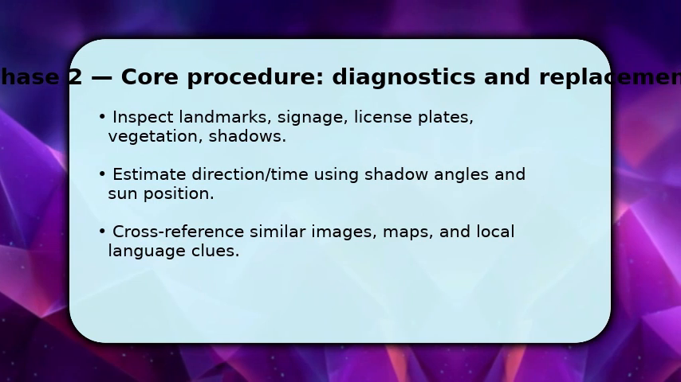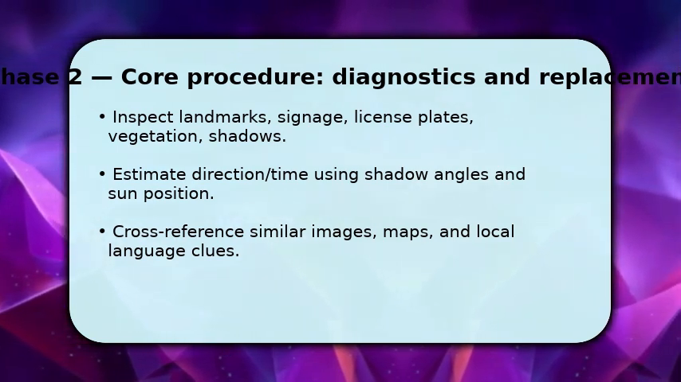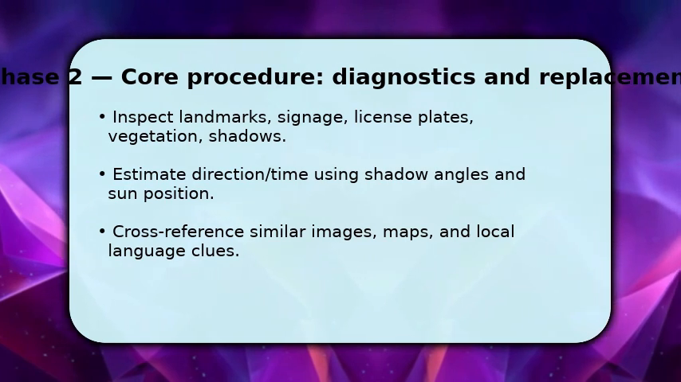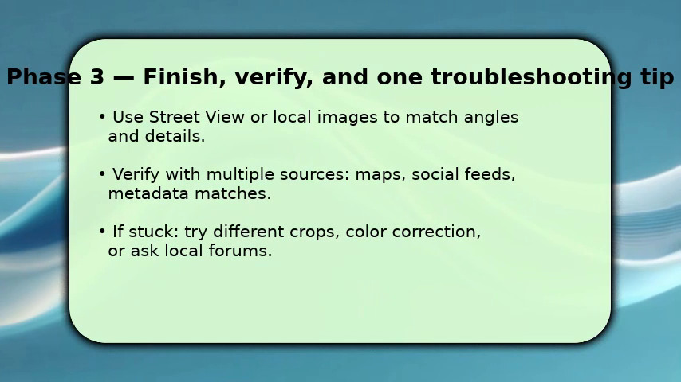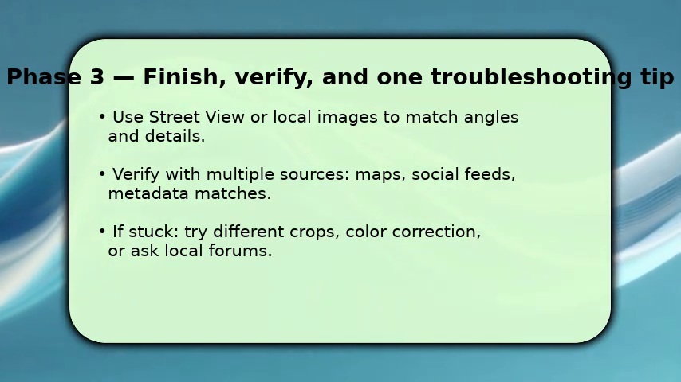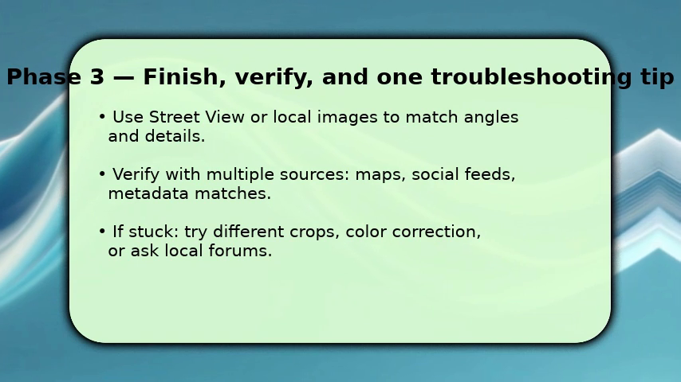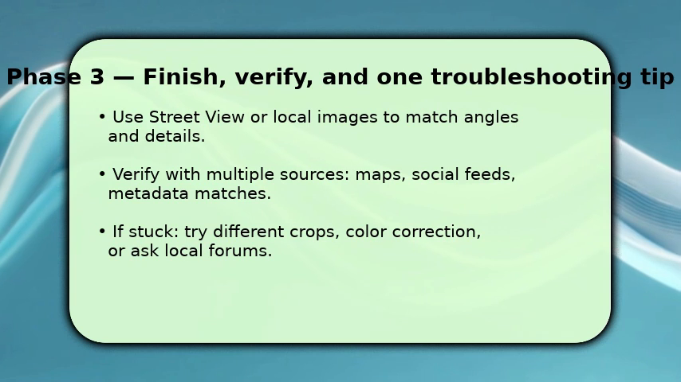Patterns of signs or storefront names often confirm the exact street or neighborhood when you finalize the location by aligning the photo with Street View or multiple ground-level pictures, matching perspective, window positions, and street furniture. Make sure to verify with at least 2 independent sources, map coordinates, social media posts, or EXIF matches, to avoid false positives.